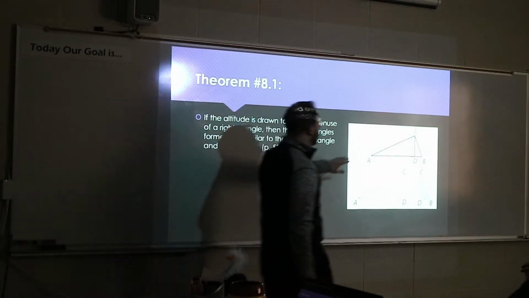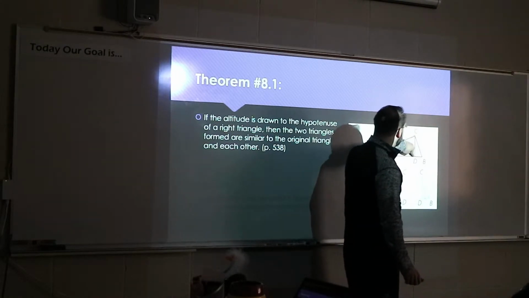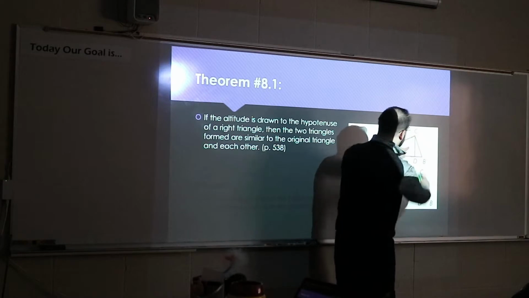So this is what I'm talking about. You have a big right triangle where you have a right angle in there, angle C. When you draw the altitude straight down, it makes two small triangles, which are these two.